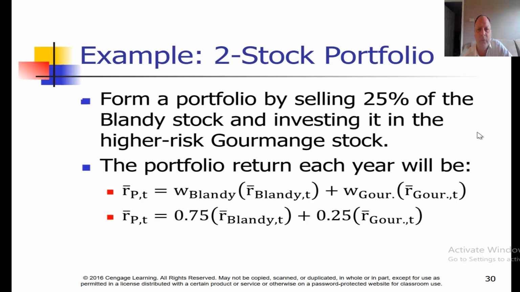For example, if we form a two-stock portfolio by selling 25% of the Blandy stock and investing it in the higher risk Gramage stock, the portfolio return each year will be the weight in Blandy, which is 75%, times the rate of return of Blandy, plus 25% times the rate of return of Gramage.